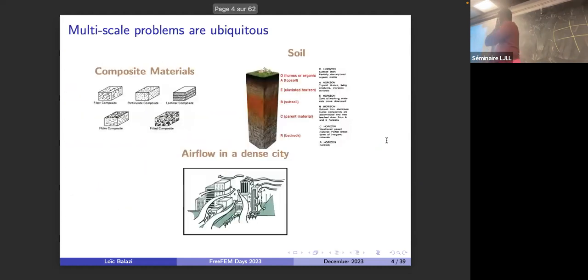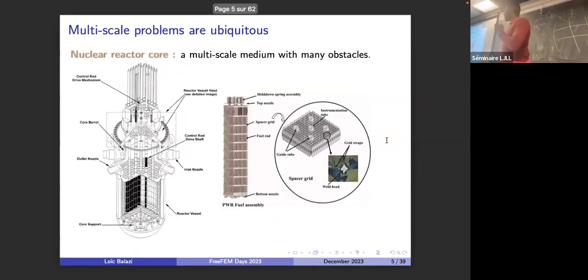First, for the context and motivations, we have to note that multi-scale problems are ubiquitous. We can say, for example, composite materials, soil, which is composed of different layers with different properties, or the airflow in a city, where the buildings constitute obstacles. But in my case, I am interested in solving the flow in a nuclear reactor core. That is a multi-scale medium with many obstacles. We can cite, for example, the grid, the rod, or the spacer.